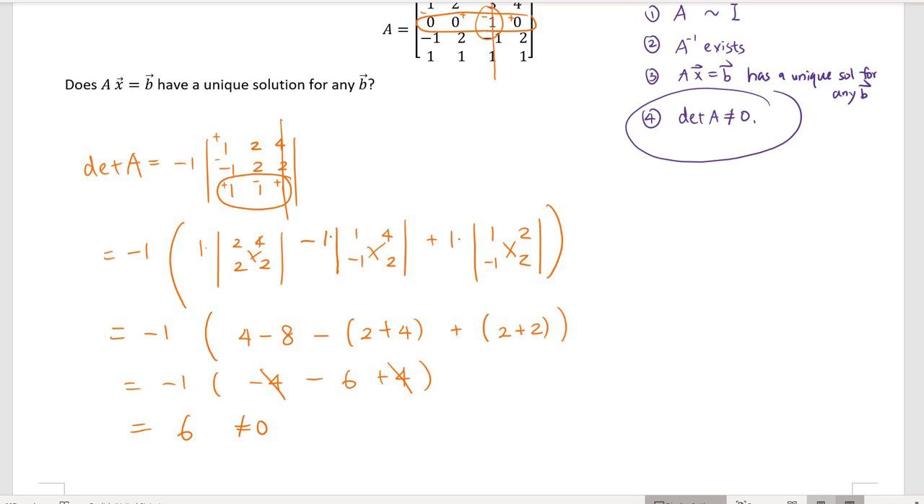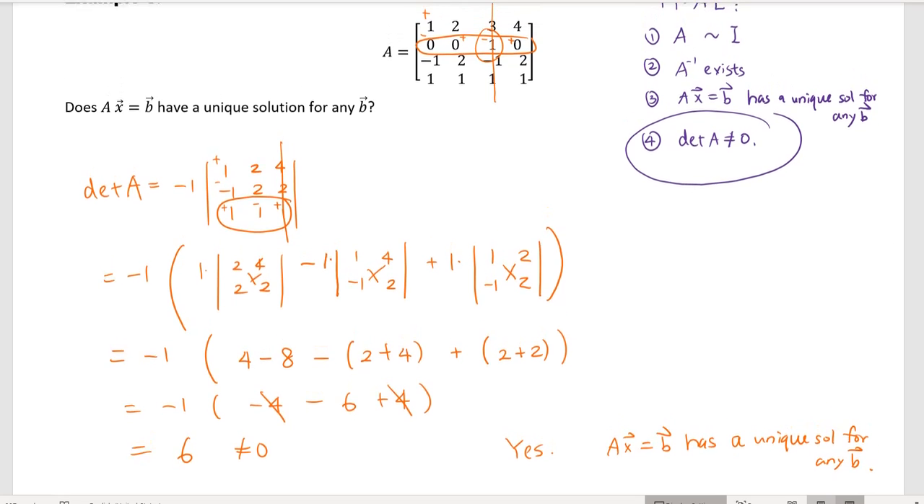You can see the determinant is not 0, so yes, the system has a unique solution. Okay, so that finishes this example.